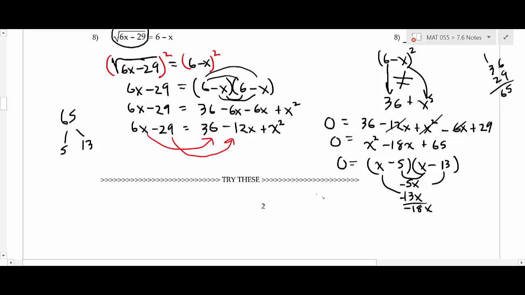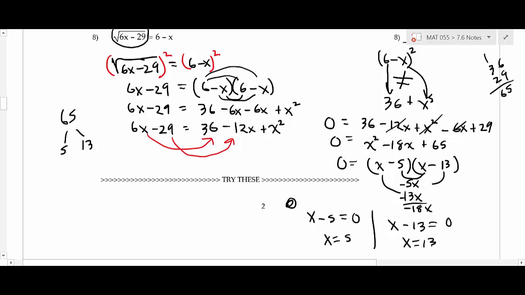All right. Now, we have 2 potential answers to this problem, and you can do this in your head. But back when we were doing this, I told you you could do this in your head. You just set each factor equal to 0. So what would be the 2 potential answers? 13. Right, 5 and 13. Okay, good. Okay, now I stress potential, okay?